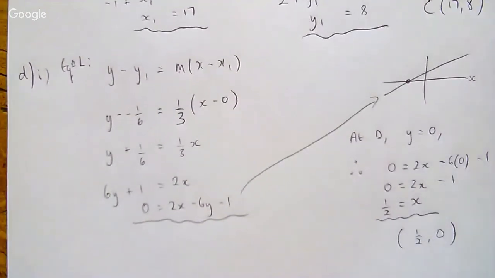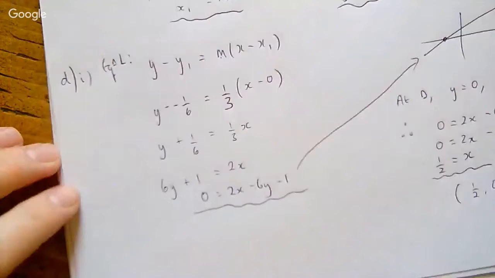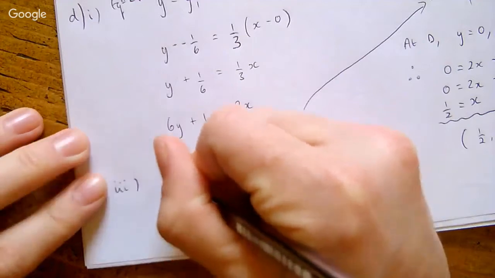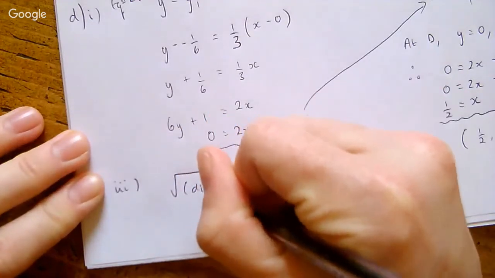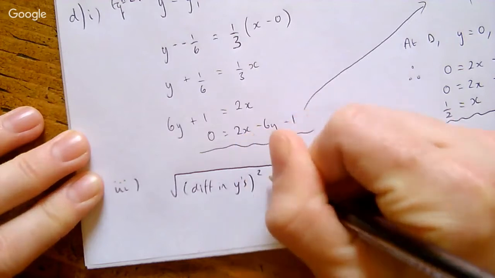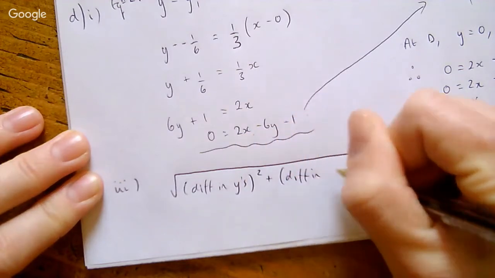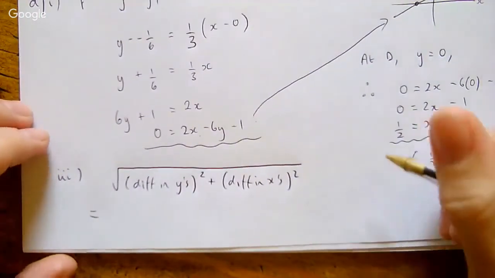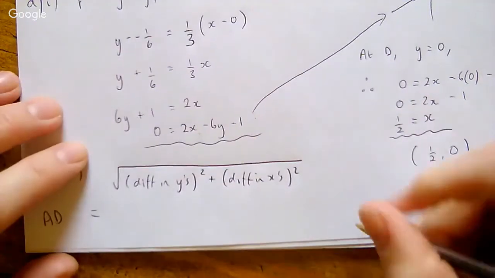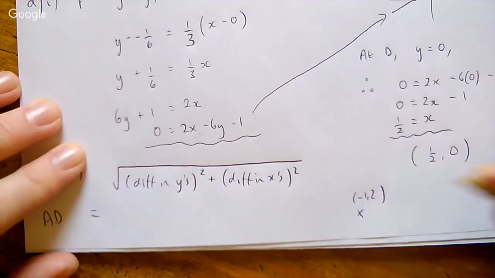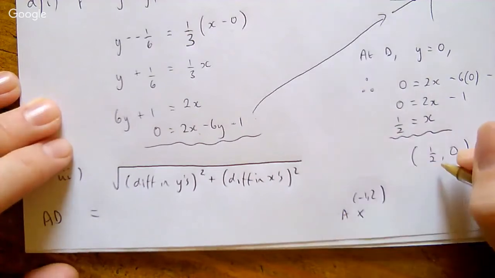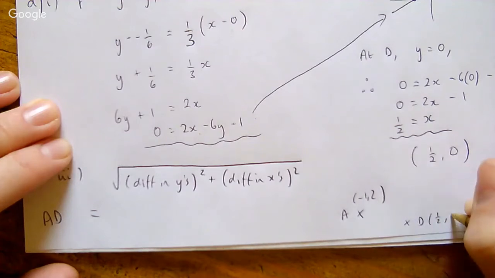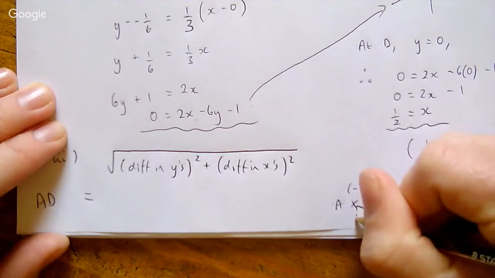Okay, and then finally it says find the length of AD. So to find the length of AD, you can use the formula, which is the square root of the difference in y's squared plus the difference in x's squared, and then sub it through that. I'm more a fan of plotting it myself. If we're talking AD, A's coordinates were (-1, 2), and D's coordinates, I just worked out, were (1/2, 0), so it would be somewhere around here. That is just a right angle triangle.